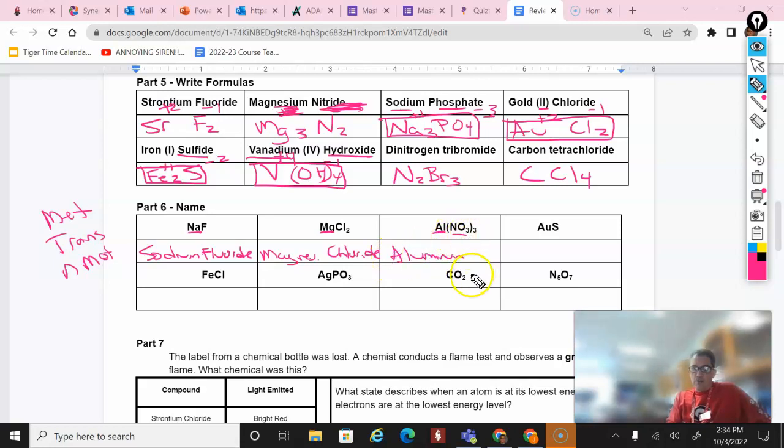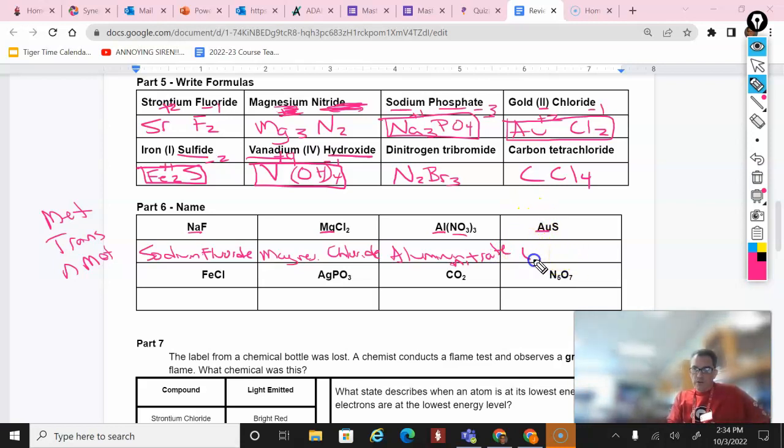Aluminum. And then I need to look up NO3, which I believe is nitrate. Kind of come over here to your little chart because it's not going to be found on the regular periodic table. NO3 is nitrate. So aluminum nitrate. Here we go. Change things up.